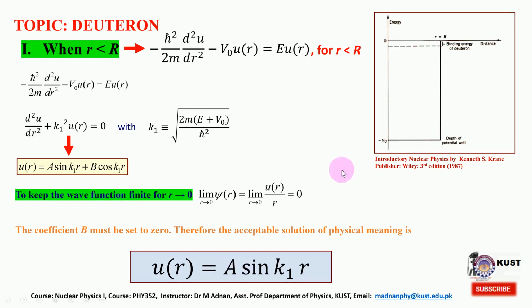So we need to make things on record before moving forward in this lecture. The first thing is that we have obtained the solution of the Schrodinger equation for the radial part in this region, that is, once R is smaller than R. So this is the first solution. We'll use this solution later on.